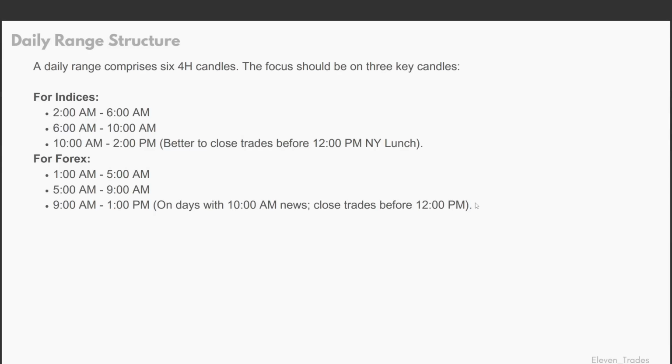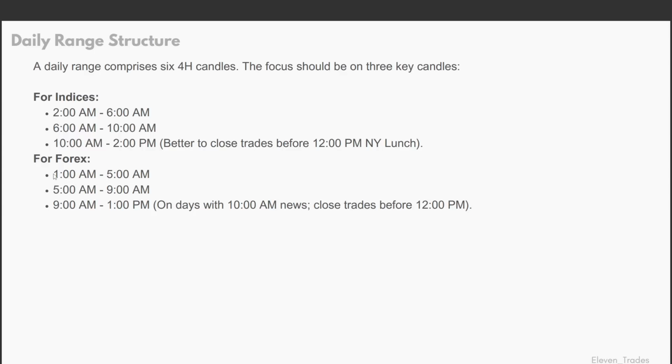Now, inside a daily range, there are 6 4-hour candles, and the key focus would be on the following candles. For the indices, you have to focus on the 2 a.m. to 6 a.m., which is covering the London session, the 6 a.m. to 10 a.m., and the 10 a.m. to 2 p.m. And better to close the trades before the 12 p.m., which is the New York lunch. So these two are covering the New York session, and the 2 a.m. to 6 a.m. is covering the London session.